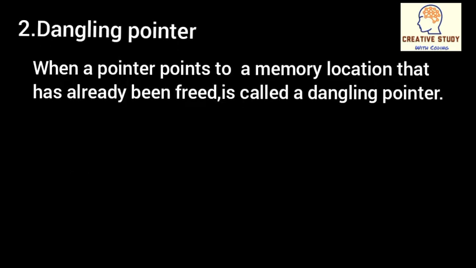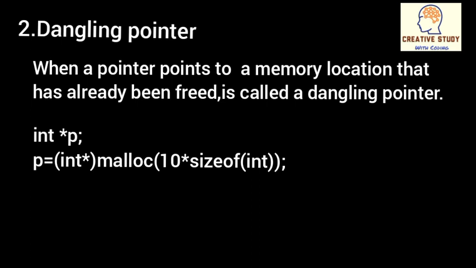Now let's see what is a dangling pointer. When a pointer points to a memory location that has already been deallocated or freed is called a dangling pointer. This statement allocates memory dynamically, and this statement deallocates memory. After deallocating the memory, pointer is still pointing to that location. Such type of pointer is known as dangling pointer.